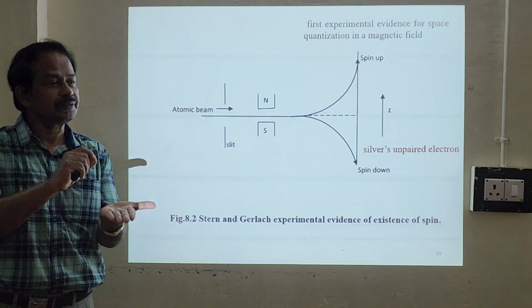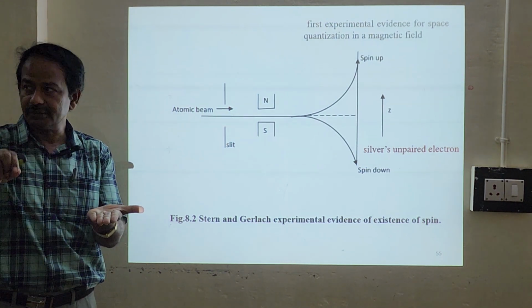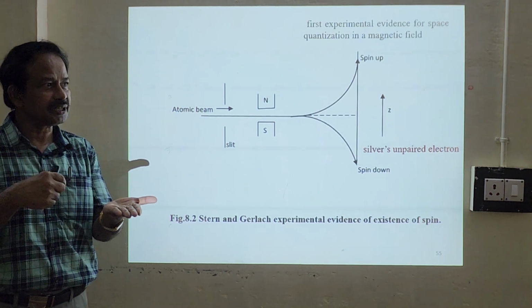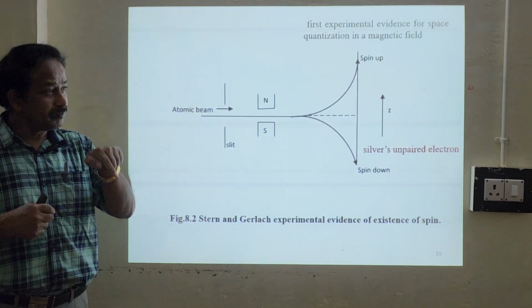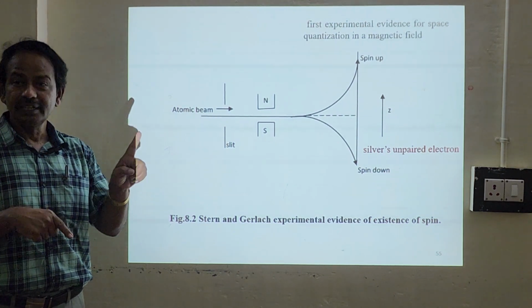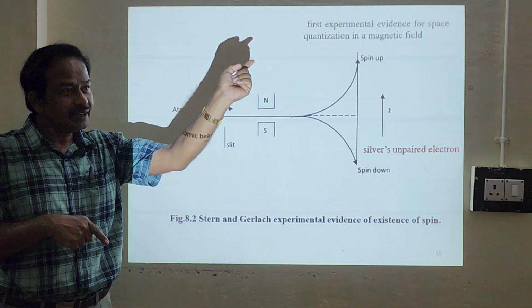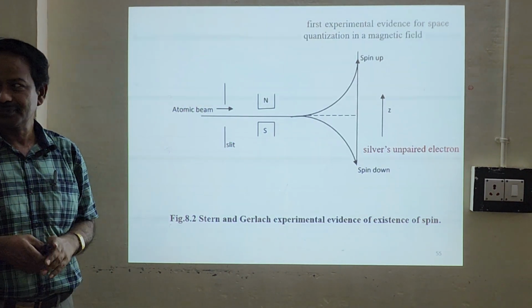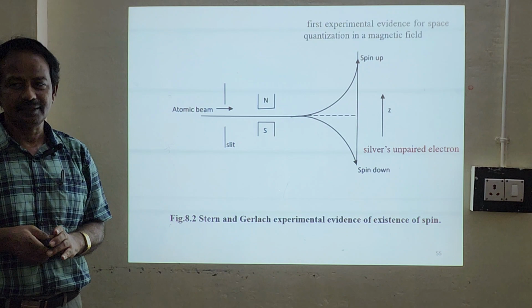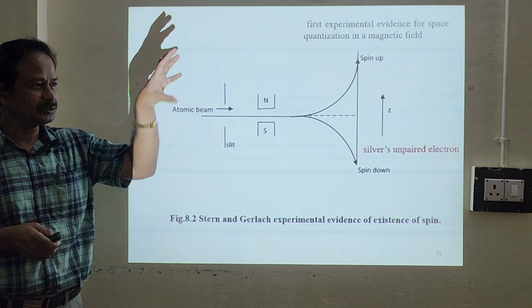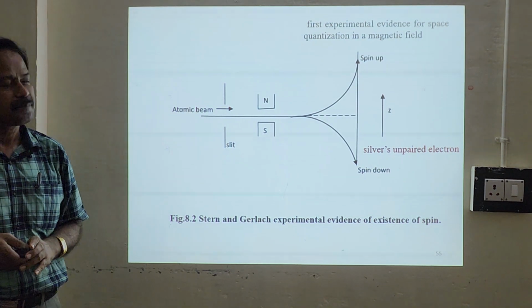For example, you have a charged particle which revolves around the nucleus, and you apply a magnetic field. Due to the orbital angular momentum, it has to go either this side, or that side, or that side. Everywhere it has to go, according to classical concepts. But it has gone only up and down. You have spin up and spin down.